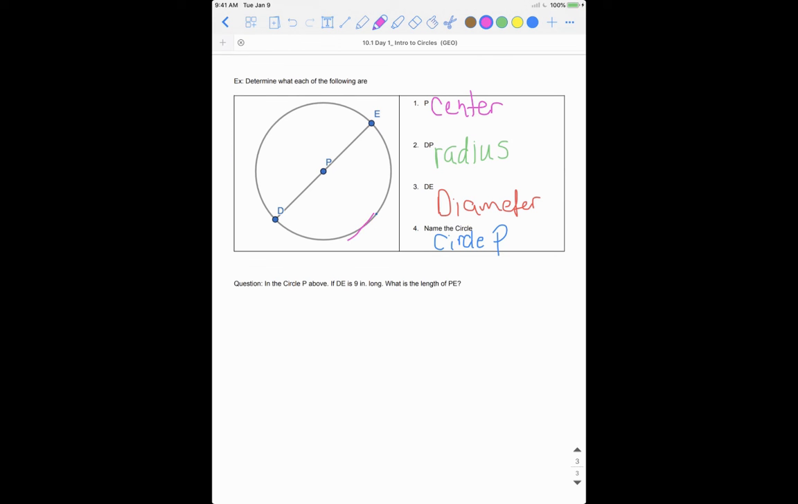So lastly, our last question: if the circle above, circle P, has DE, from D all the way to E, as 9 inches, we want to know what the length of PE is. And so if we think back, up here we said DE is our diameter, and DP is our radius. That means that PE is also a radius.